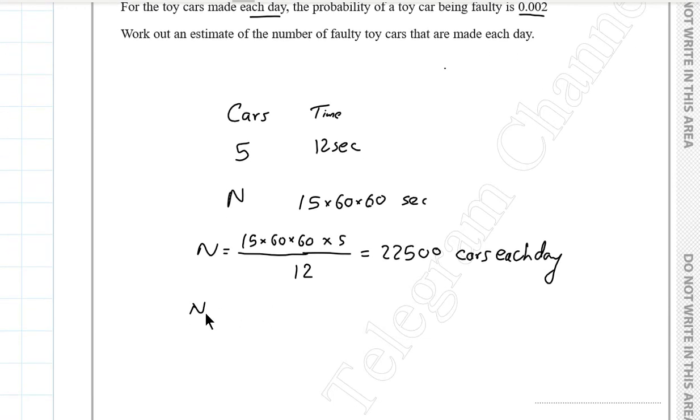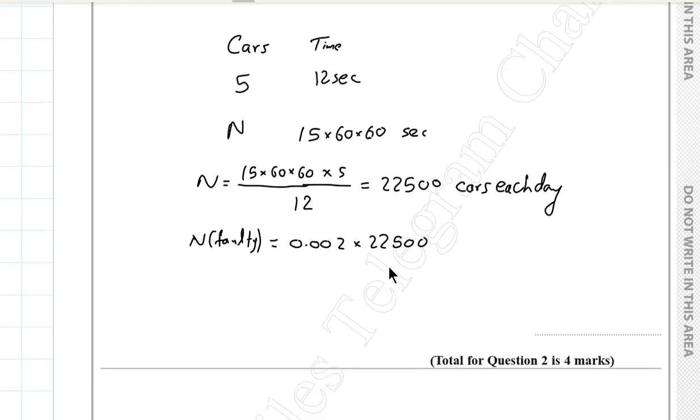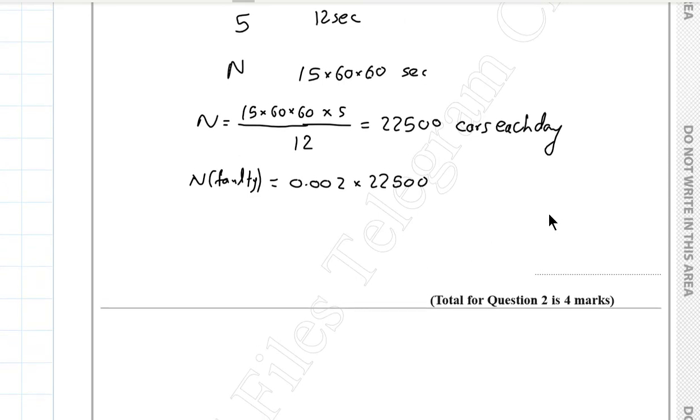And now the probability of the faulty is 0.002. So the number of faulty toy cars will be the probability 0.002 multiplied by this number, 22,500. It will be double 22.5, which is 45 cars. 45 toy cars, okay?